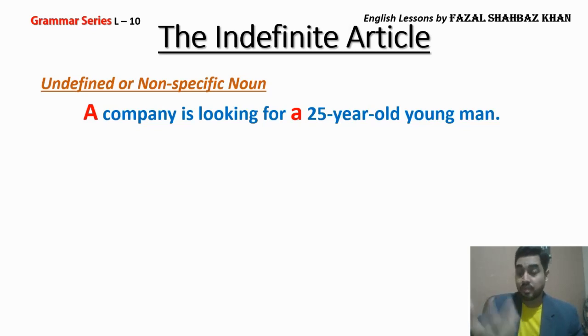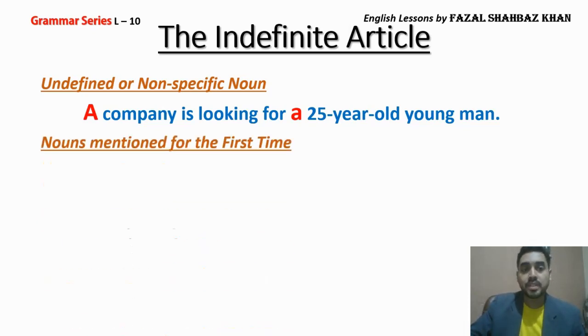Now, like we talked about in the previous lecture, the indefinite article "a" or "an" comes from "one" or "any" or "anyone". So this is why it's an undefined company. There's no name attached, and there's no specified name of a person attached as well. Because of this, we can simply use the indefinite article, in this case in the shape of "a", in the beginning of both company as well as 25-year-old young man.